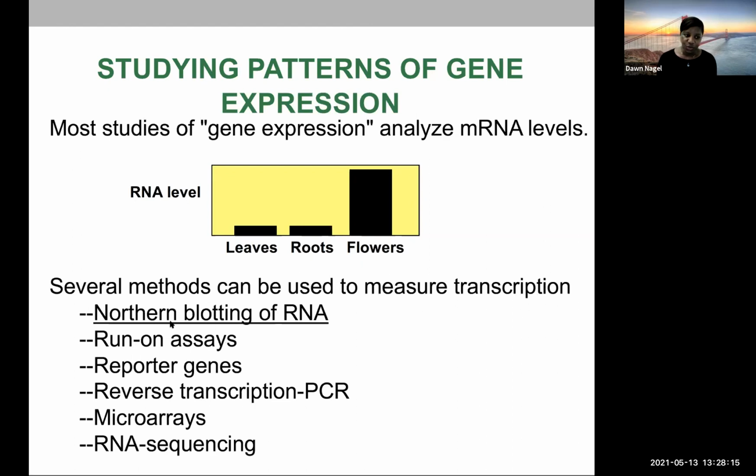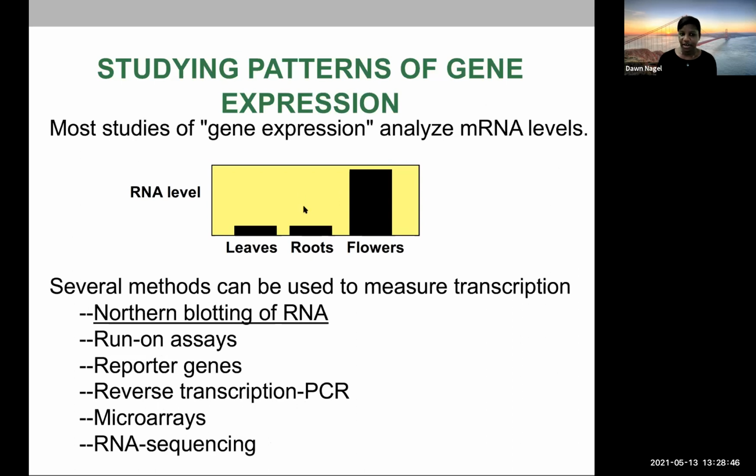You can do northern blotting of RNA, which is very similar to southern blotting, as we'll see in a minute. There's other types of assay, run-on assays, reporter assays, reverse transcription PCR, and microarrays and RNA sequencing, which are two larger scale methods, which we'll talk about more towards the end of the class when we're looking more in terms of large scale genomics approaches that are currently being used to study gene expression.